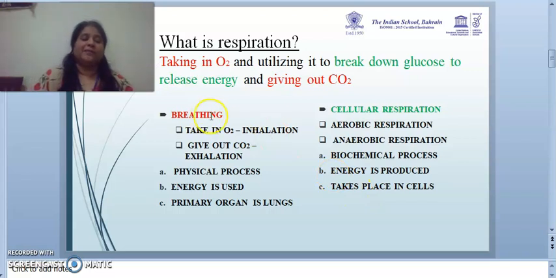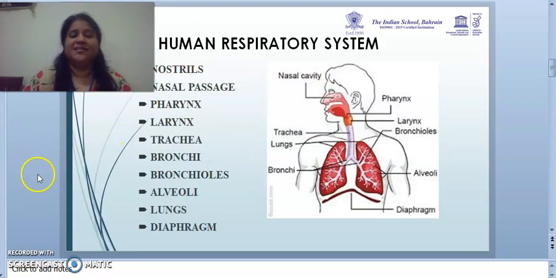Now coming to breathing. As you know, breathing in, breathing out is taking in oxygen and giving out carbon dioxide. Taking in oxygen is called inhalation and giving out carbon dioxide is called exhalation. It is a physical process, hence energy is utilized. Now the organ that is associated with breathing or respiration is the lungs, along with the help of the diaphragm. So let us look at the respiratory system.